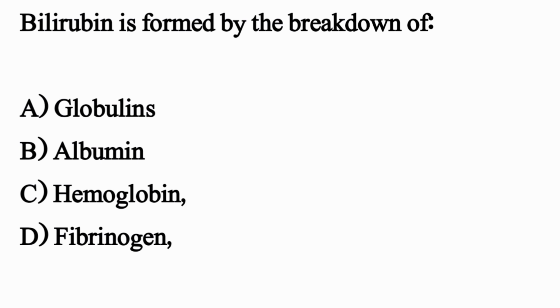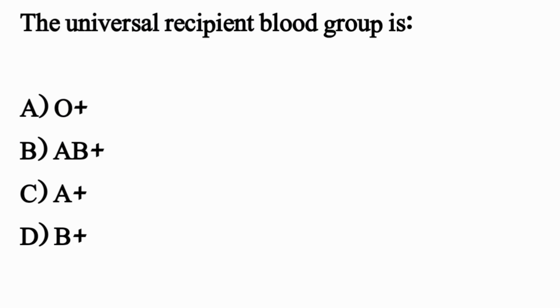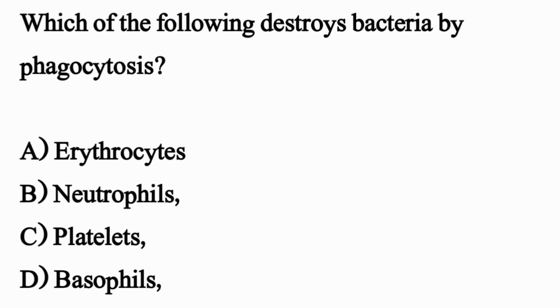Bilirubin is formed by the breakdown of. The right option is option C, hemoglobin. The universal recipient blood group is. The right option is option B, AB positive. Which of the following destroys bacteria by phagocytosis? The right option is option B, neutrophils.